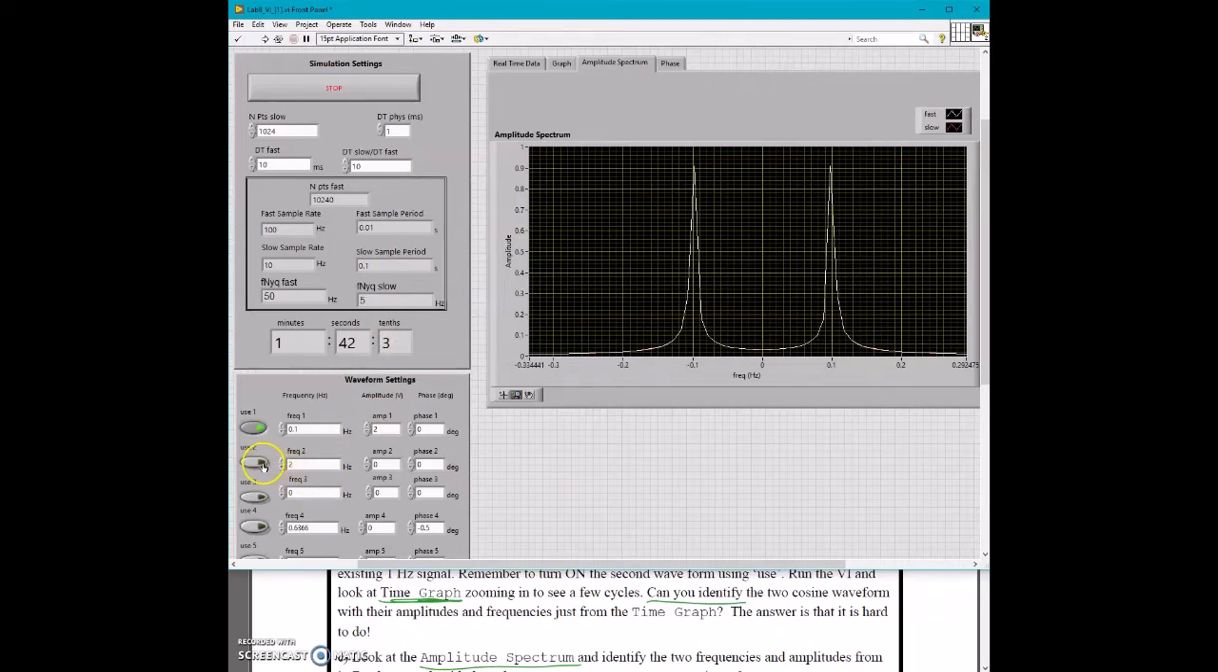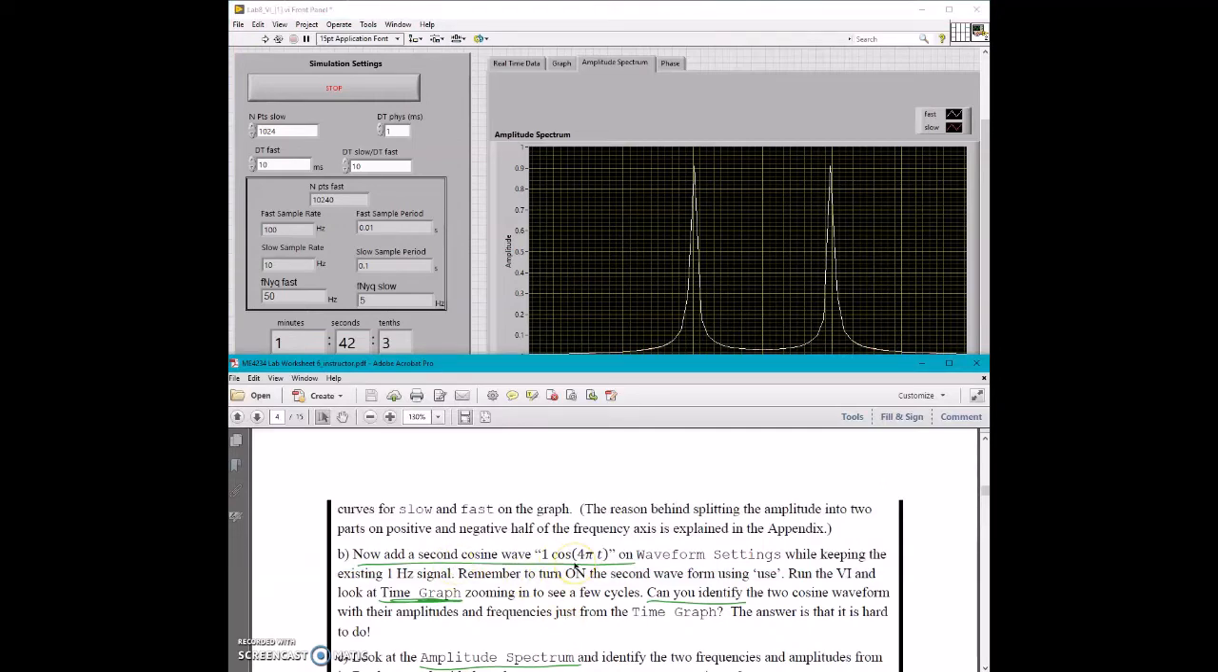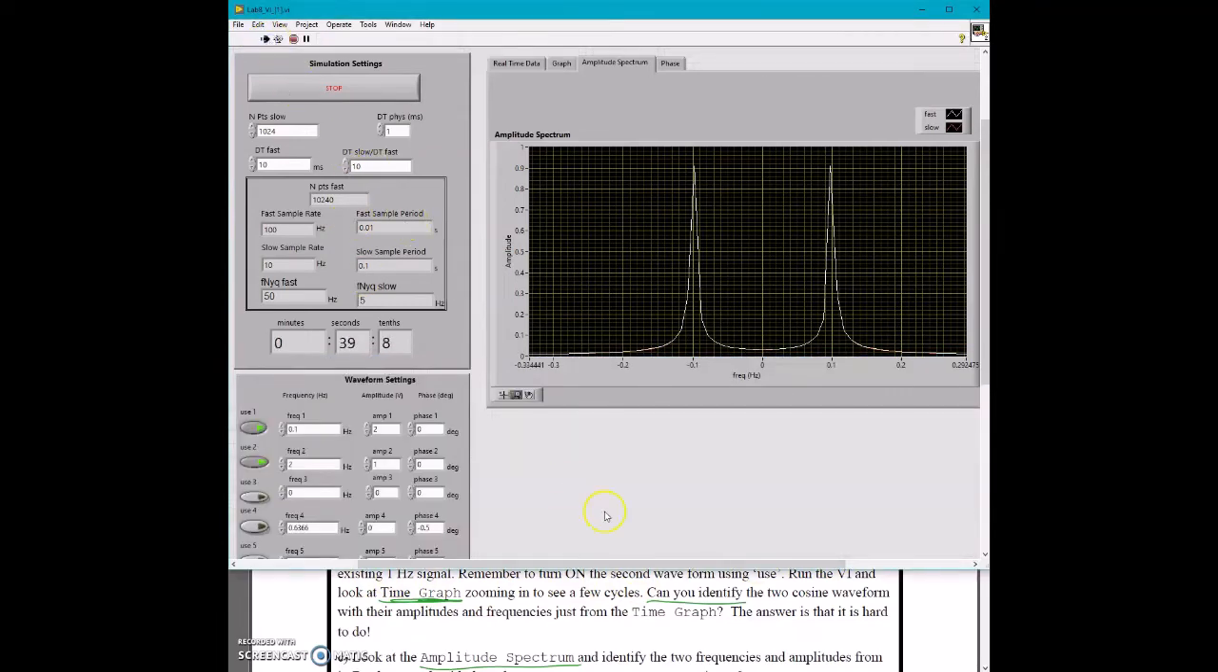I always forget to turn it on. Someone turn it on. An amplitude of 1, phase of 0 degrees, right? That's what it says to do. So now run it, while keeping the existing 1 hertz. Sure, I did that. Okay, it's running.